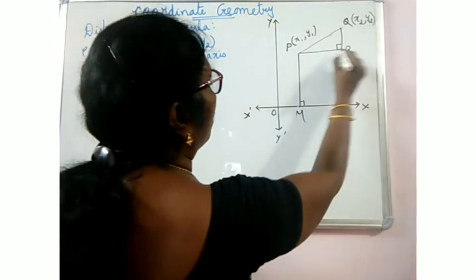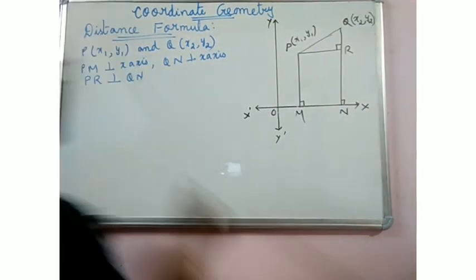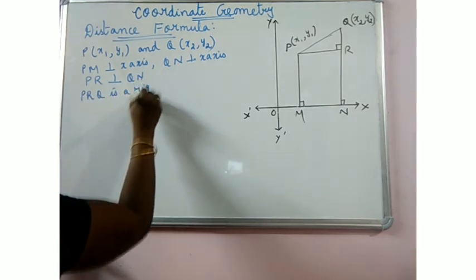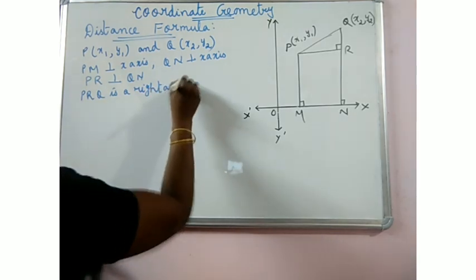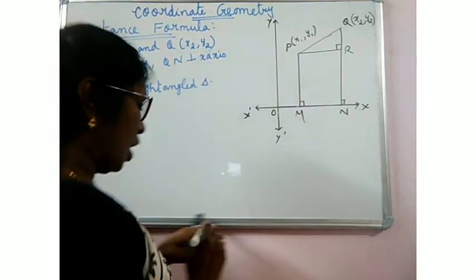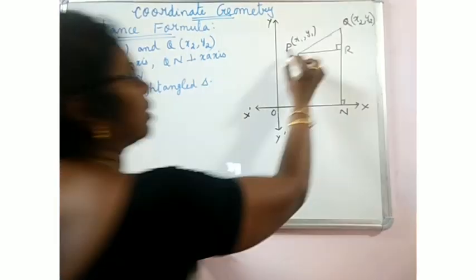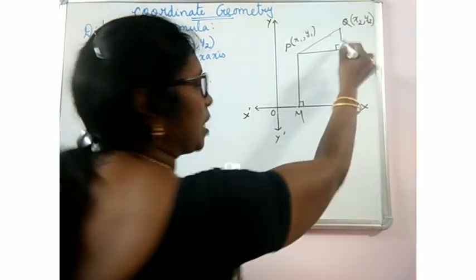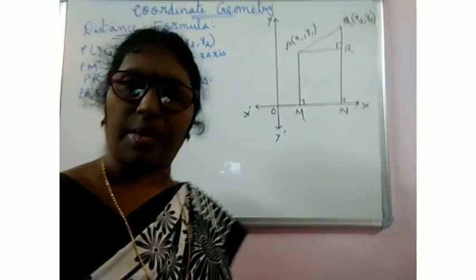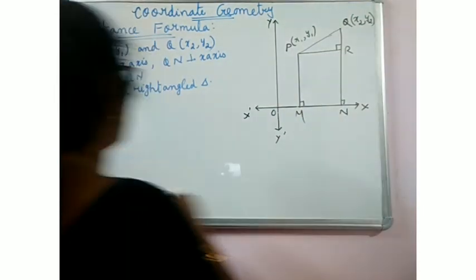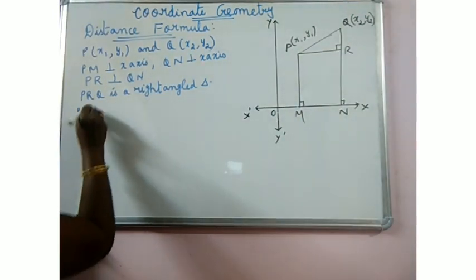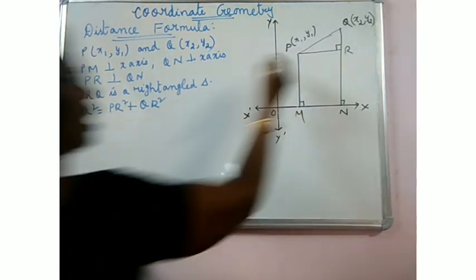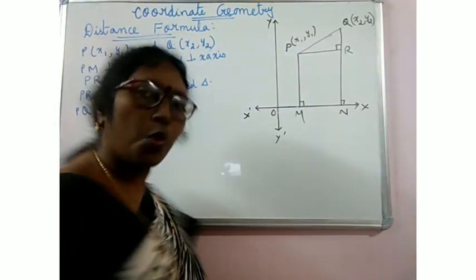Now we got a triangle PRQ. PRQ is a right angled triangle. Okay, and you know that in a right angled triangle, this PQ is the hypotenuse. Hypotenuse square equal to base square plus perpendicular square, or perpendicular square plus base square. So in this triangle, PQ square is equal to PR square plus QR square.